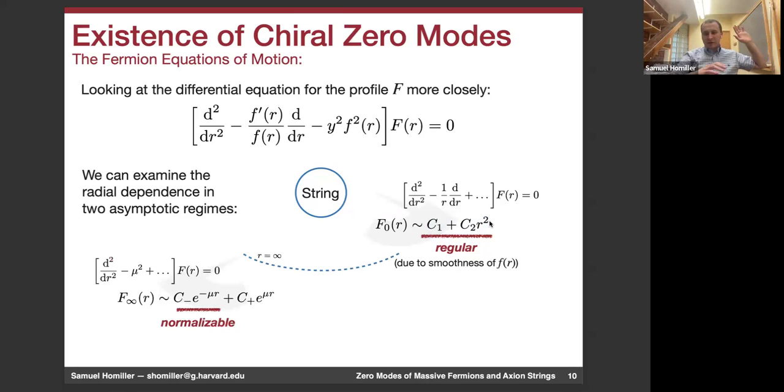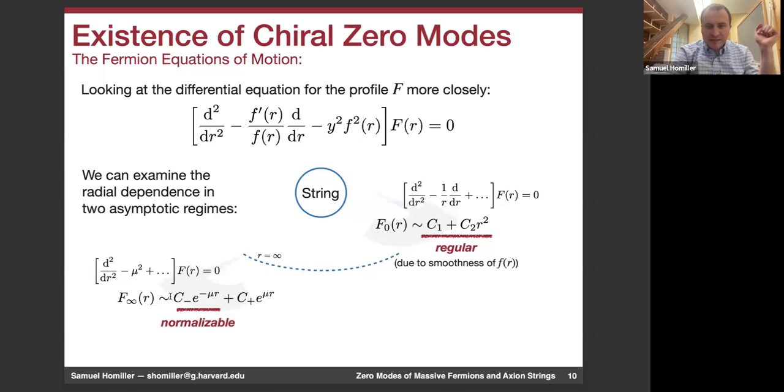Now that was at the core. Now I look at large distances, and at large distances, essentially this piece doesn't really matter because I'm taking R to be far, far away, and the string profile just kind of flattens out. On the other hand, the profile flattens out to a constant value V, and I should have noted it already here, but this mu here is just what I'm calling Y times V. So that's the mass that the fermions see far away from the string. So in the classical vacuum, the trivial vacuum, that would just be the mass of the fermions everywhere from the spontaneous symmetry breaking. So now the differential equation just looks like this.